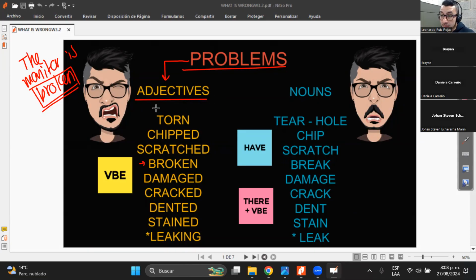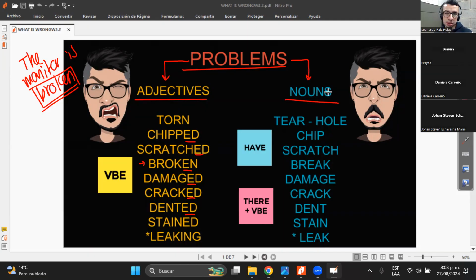The adjective can be a normal adjective, like for example, worn, or can be a verb in past participle, because the verb in past participle is describing a state. So in that case, for example, chipped, scratched, broken, damaged, cracked, dented, verbs in past participle that can work as characteristics or as adjectives. Ready? And the other possibility is to do it using nouns.